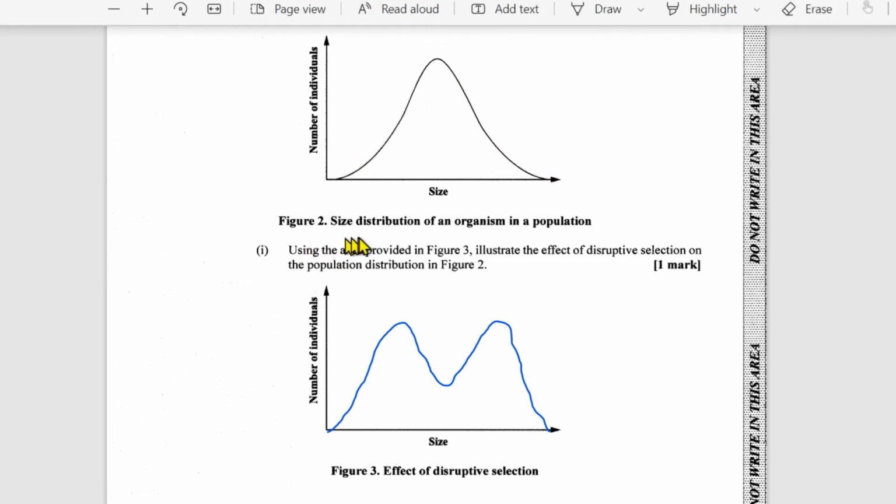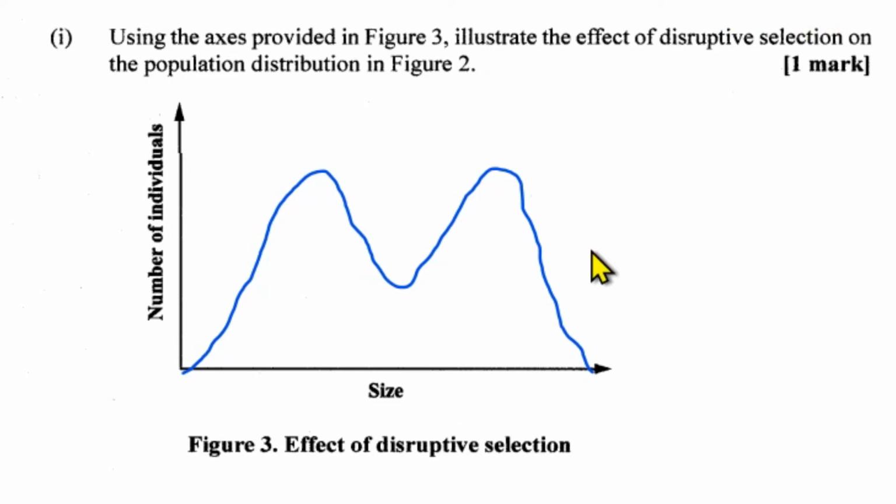Now, using the axes provided in figure 3, illustrate the effect of disruptive selection on the population distribution in figure 2. It looks kind of like an M. What this means is that in disruptive selection, the organisms on the extremes are the ones that are favored. So the number of individuals of smaller and larger members of the species are actually more dominant than those of average size. That might seem weird, but I'll give you an example here.